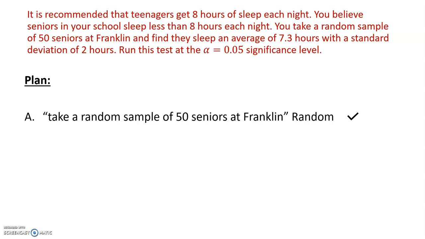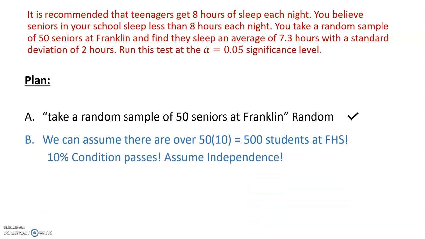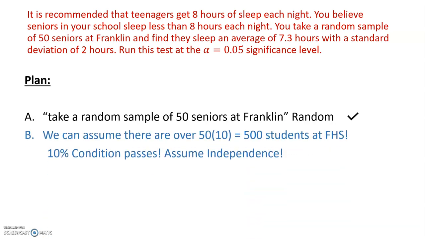This isn't going to be perfect because I was being lazy and didn't read the question carefully. We can assume there are over, so 50 times 10 would be 500. Just change this to seniors at FHS. Close enough. There probably are somewhere close to that, but we're going to do the problem regardless. 10% condition passes. We can assume independence.